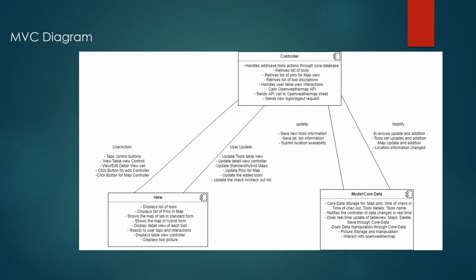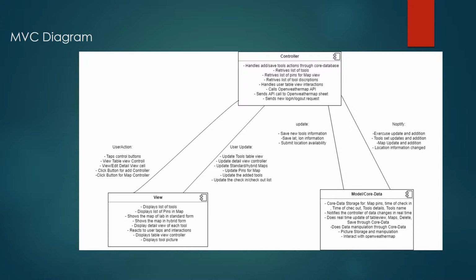What tools does is it has the name of the tool, it has the detail, it has the latitude and longitude; it stores all of that information in the tools. And then from there we can see that all of that is being stored into Core Data. It also stores the picture of the tool, and it interacts with the OpenWeatherMap. And then if we go into controller, we can see that that's where it's handling all the add and the save of the tools, and it's also retrieving the tools from the model.